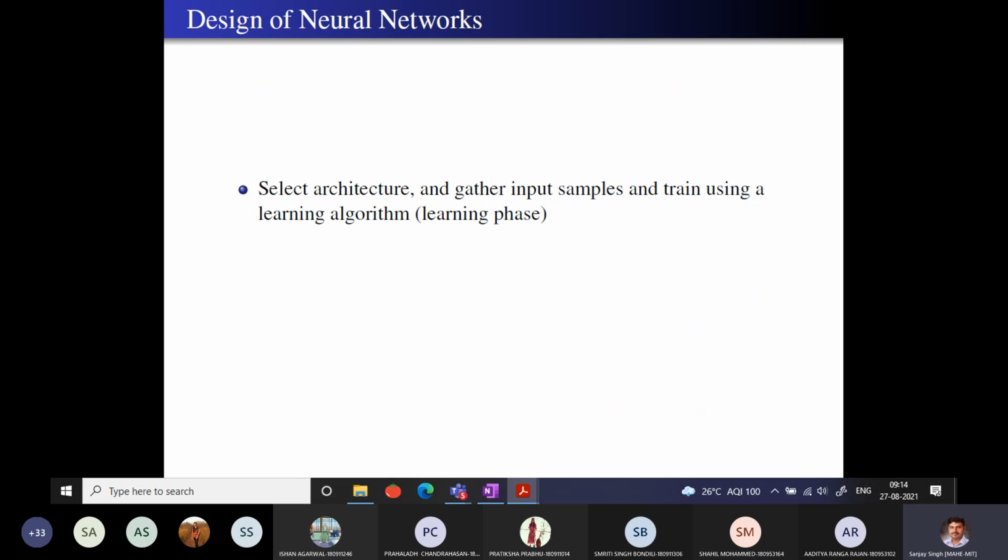Now we'll try to understand a few guidelines, not hard or explicit information, but more empirical in nature, on how you decide and design neural networks. First of all, we select the architecture, gather input samples and train using a learning algorithm. So that is the learning phase. First we decide what kind of learning algorithm we are going to apply. Then we test with data not seen before. That is the generalization phase.